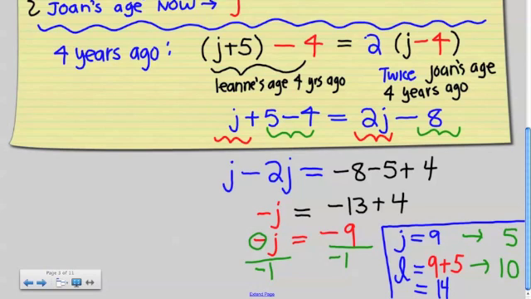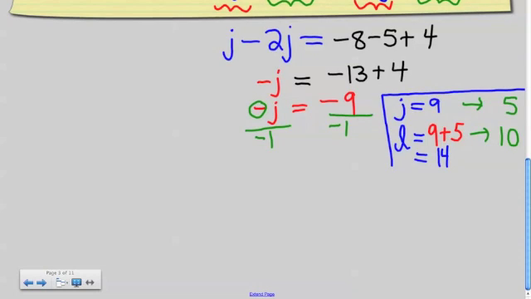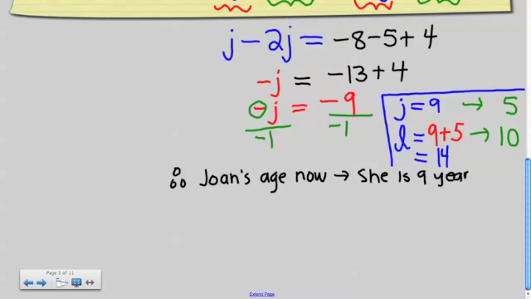So our final statement, and don't get confused that the J and the L here is 4 years ago. J and L always represents their age now. The 4 years ago we factored into the equation when we subtracted by 4, right? So final statement, Joan's age now, she is 9 years old. Leanne is 14 years old.